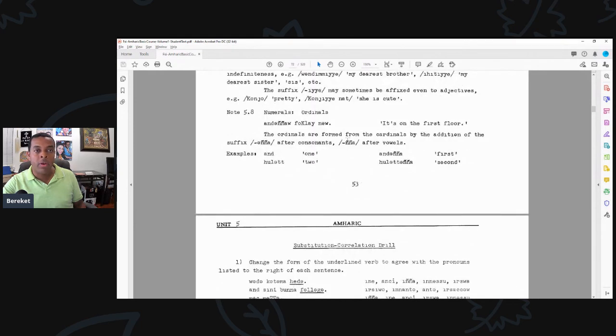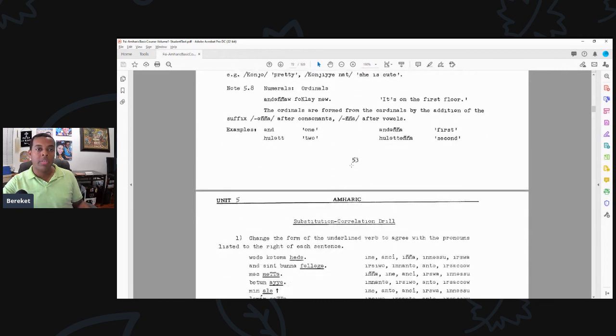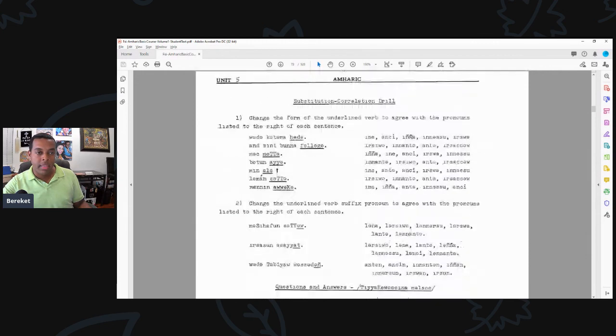Then 5.8, we got ordinals. So cardinal numbers are the numbers 1, 2, 3, 4, and then ordinals are the order. That's where we get the word ordinal. So that's first, second, third. So remember, cardinal is 1, 2, 3. Ordinal is first, second, third. So we saw and hulet sost for cardinal. And then for ordinal, it's andinya, uletinya, sostinya. And that's pretty consistent all the way through. Then that kind of rounds it out.